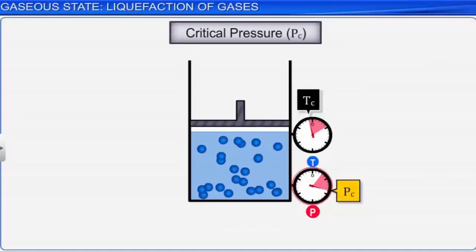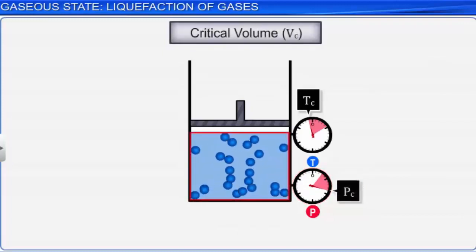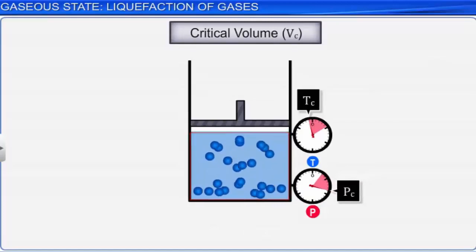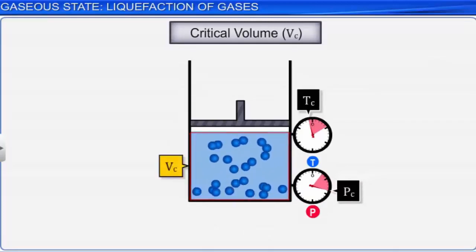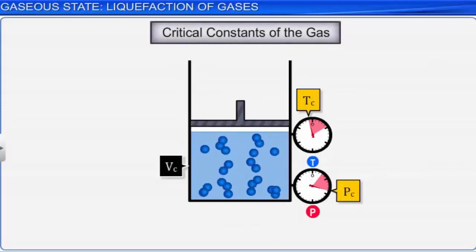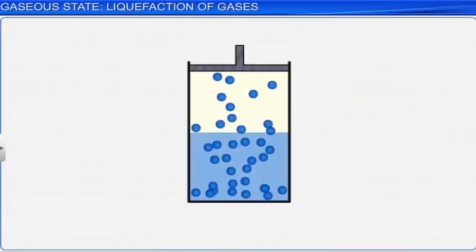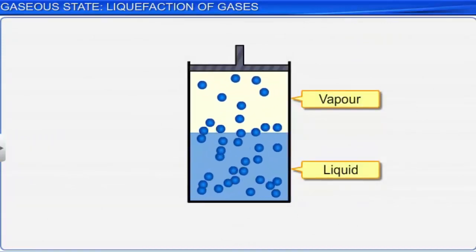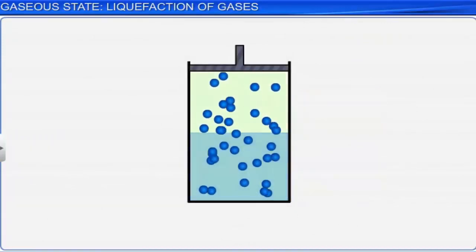The volume occupied by 1 mole of a gas at its critical pressure and at critical temperature is the critical volume, Vc, of the gas. Tc, Pc, and Vc are collectively called the critical constants of the gas. A point where there is no distinction between the liquid and the vapor state of a gas is called the critical point, and the gas at this point is said to be in the critical state.